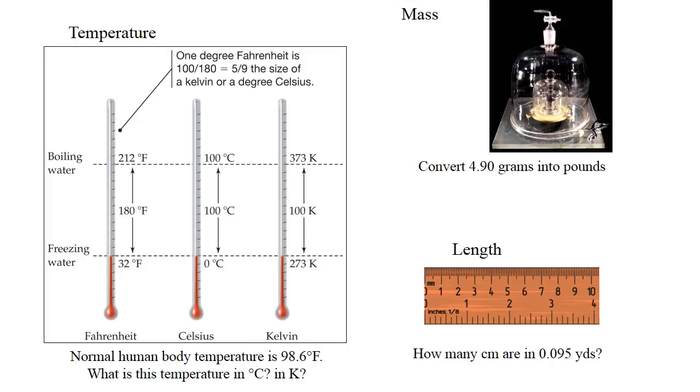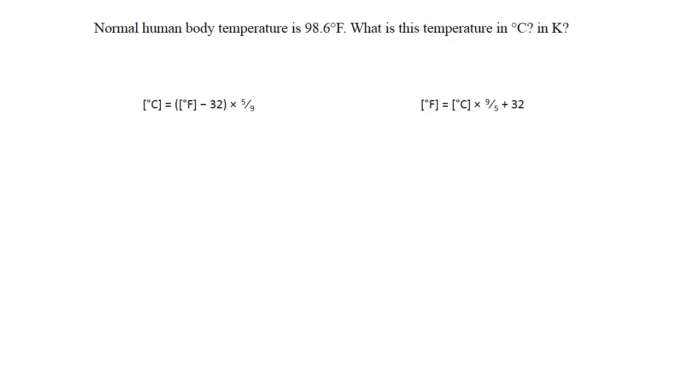So now let's do this calculation. We're going to convert normal human body temperature in degrees Fahrenheit, which is 98.6 degrees, into Celsius, and then we're going to convert it into Kelvin as well. So that's just a restatement of the problem at the top.